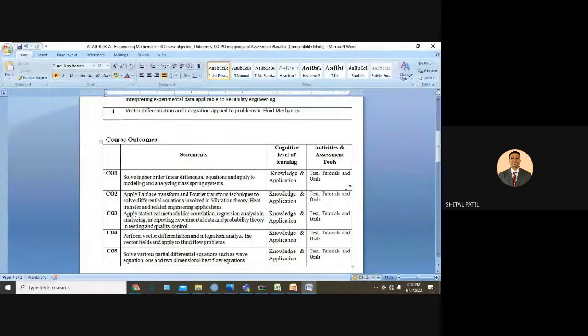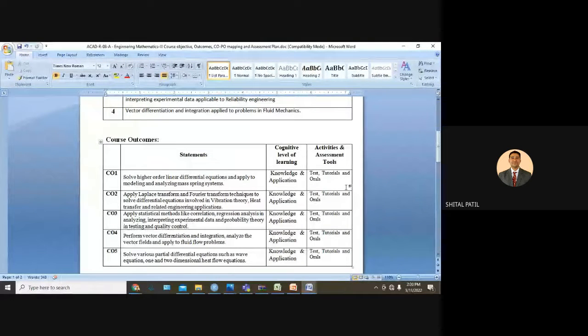Then next, perform vector differentiation and integration, analyze the vector field and apply it to fluid flow problems. And last is to solve various partial differential equations such as the wave equation, heat equation, and two-dimensional heat flow equation.